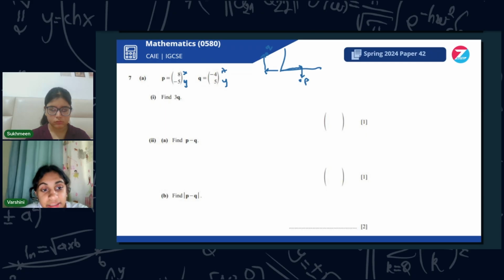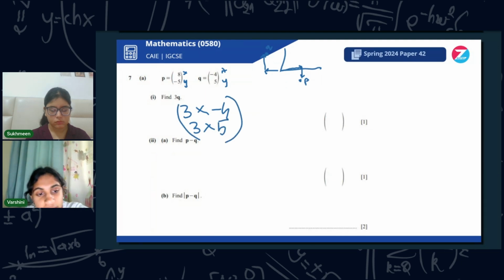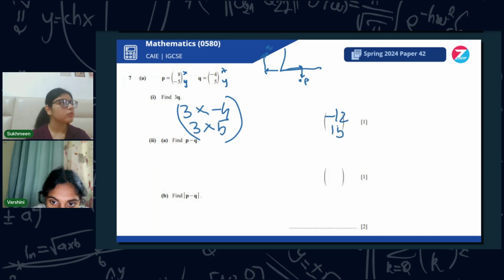Okay, now they're asking us to find 3Q. So you know that when you multiply a vector, you have to multiply both the x component and the y component. So this would be 3 times -4 and 3 times 5. You can put that in your calculator or do it mentally, and either way you should get -12 on top and 15 on the bottom. And remember, don't ever simplify your vectors. They're not fractions, so you can't divide these by 3 and simplify it. Just keep it as it is.